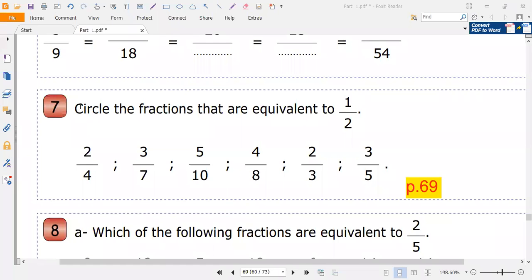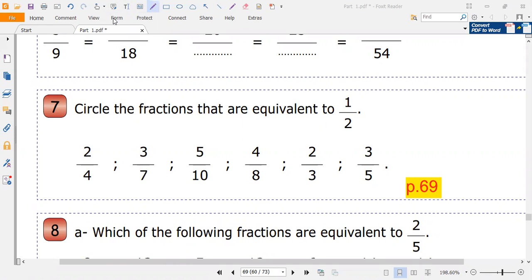Hello, in this video we'll do exercise 7, page 69. Circle the fractions that are equivalent to 1/2. We have to see if we can divide or multiply each fraction to get 1/2.